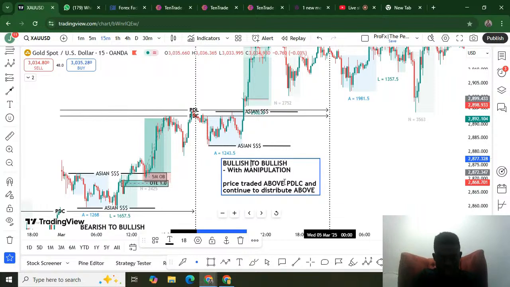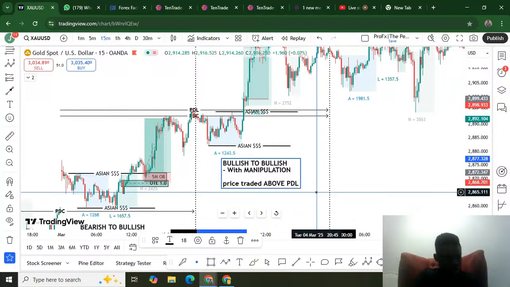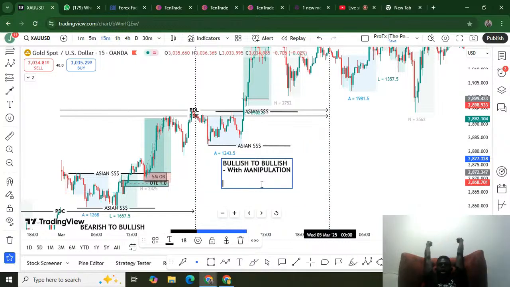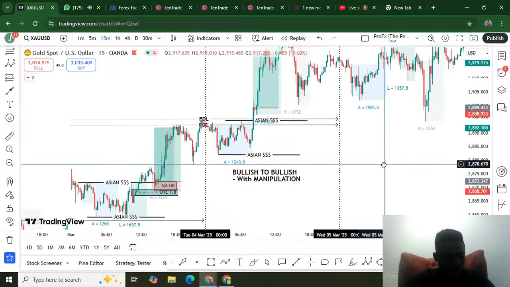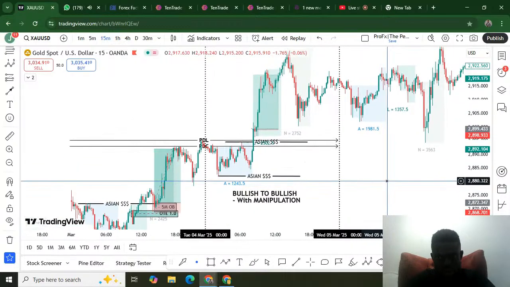Price traded. Let's go. Someone should interpret this for me. Bullish to bullish with manipulation. Who is interpreting for me?